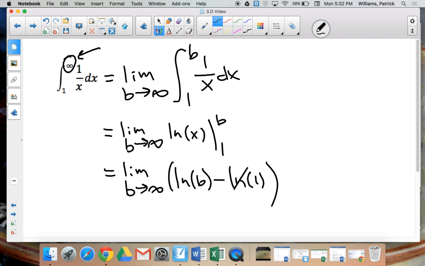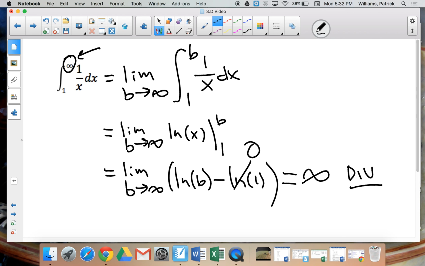The natural log of 1 is just 0, and the natural log of b, the natural log function is one that does grow without bounds. So if b goes to infinity, the natural log of b will go to infinity. So therefore, this integral actually goes to infinity. There is infinite area under that curve, and therefore this one diverges.